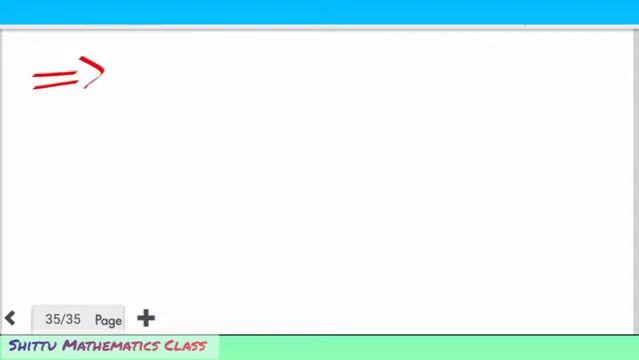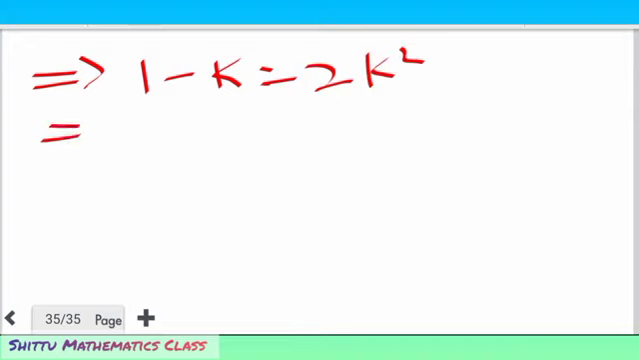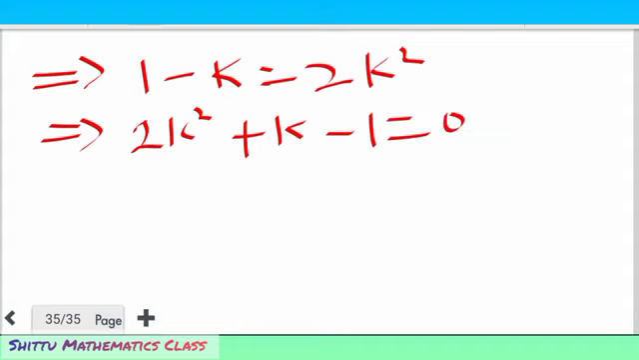So we are going to be having 1 minus k equals 2k squared. Writing this in a quadratic equation form, you have 2k squared plus k minus 1 equals 0. So now from here, which method are we going to use? Because we need to get the value of k.